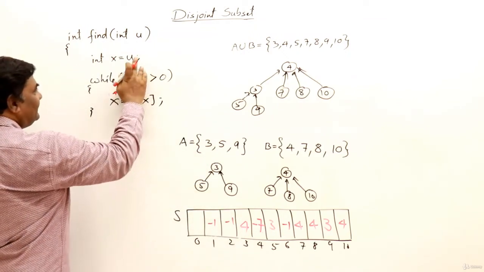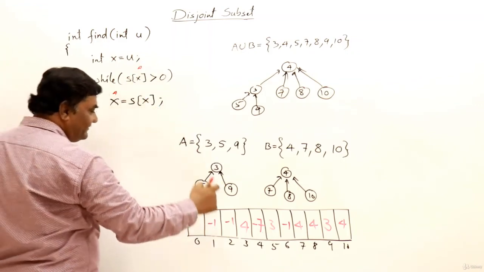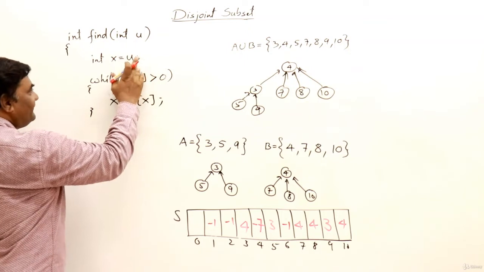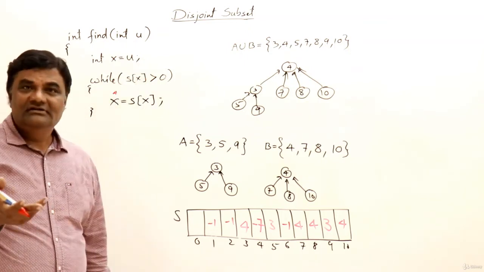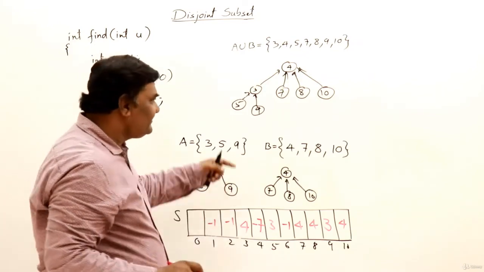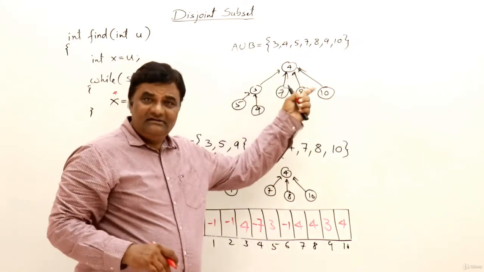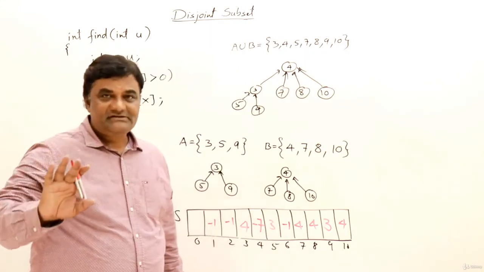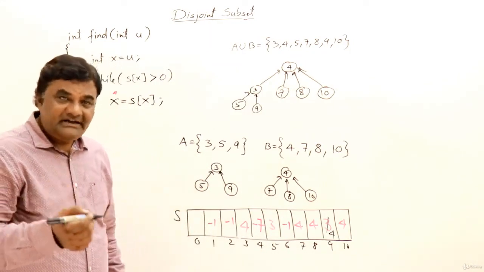4. So this x becomes 4. Then s of 4, is it greater than 0? No, it will stop. So what is the value of x now? It is 4. That's all. That's the result. So it means to find the parent of any element, we just have to follow the hierarchy and reach till the negative number in an array. This is simplest. So we got the parent now.